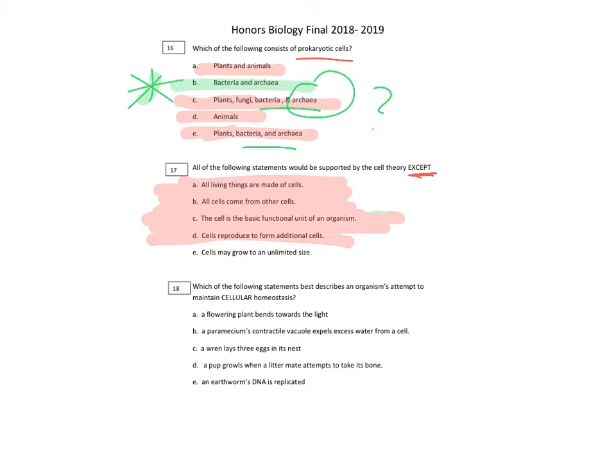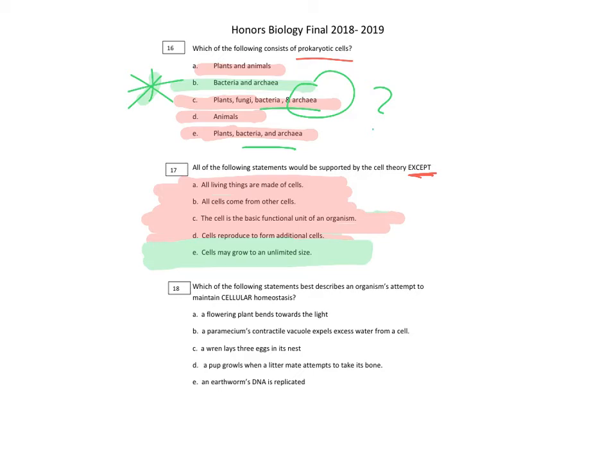So, the cells grow to unlimited size? No. That's surface area to volume. When we went through and did that activity and calculated the surface area to volume ratios, we said cells can't get bigger than this. That was part of the work you did in preparing for this unit.